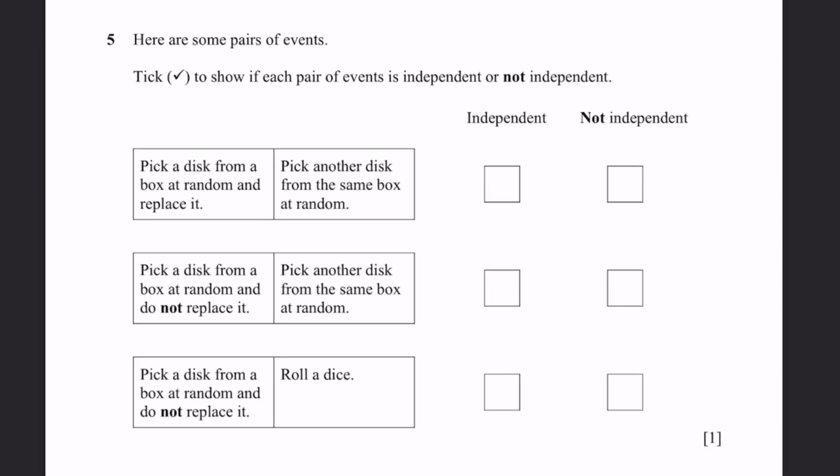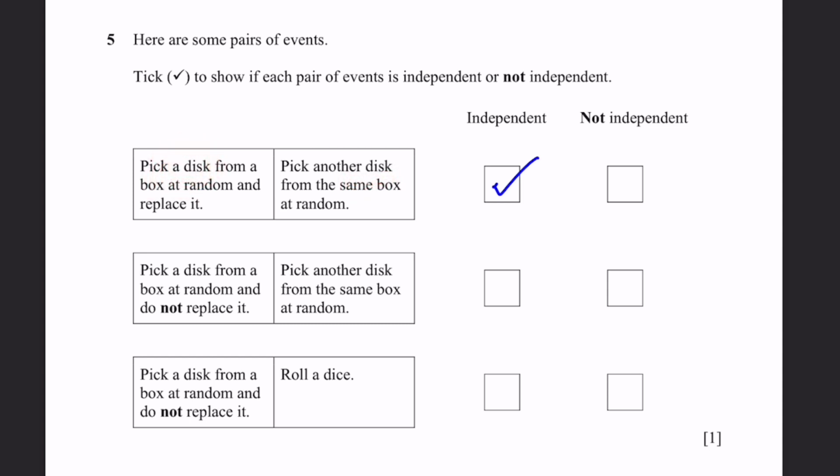Question 5. Here are some pairs of events. Tick to show if each pair of events is independent or not. Pick a disk from a box at random and then replace it, and then pick another disk from the same box at random. They are independent because these two do not depend on each other for their result. If you pick a first disk, it doesn't mean you're going to pick the same disk in the second one.